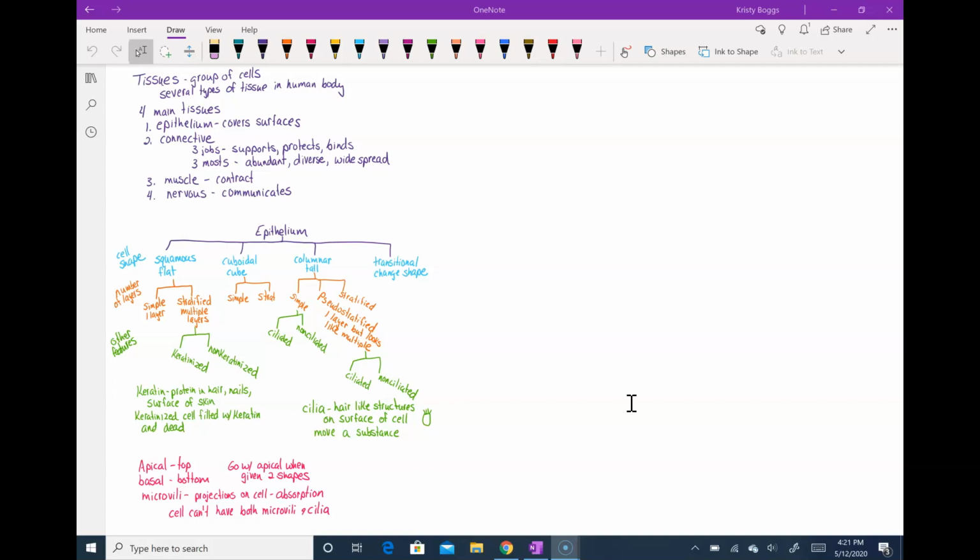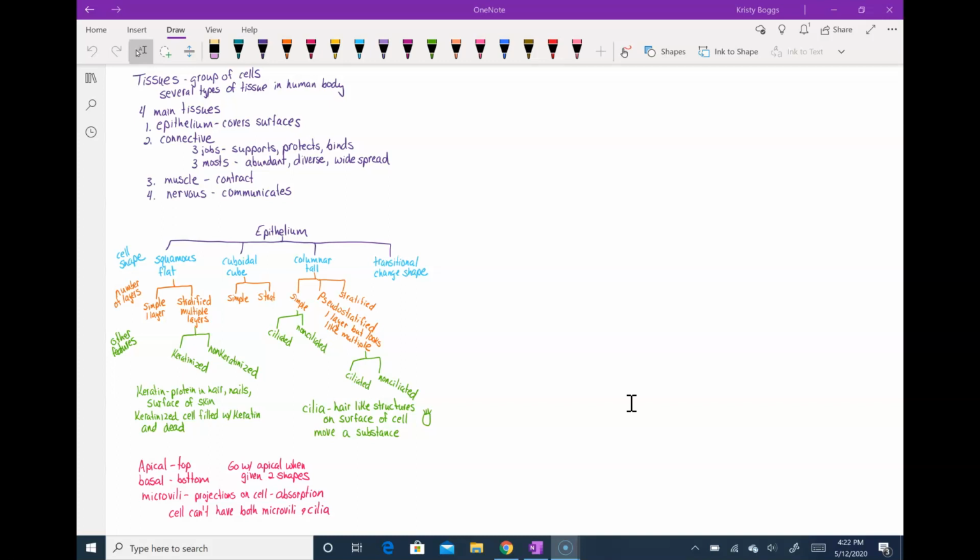So tissues are groups of cells. All of your organs are made of tissues. And there are 4 main types of tissue in the body. You have epithelium, which covers surfaces. You have connective tissue, which supports, protects, and binds. And it is the most abundant, most diverse, and most widespread tissue in the body. Then you have muscle, which is a tissue that contracts, and nervous, which is used for communication.